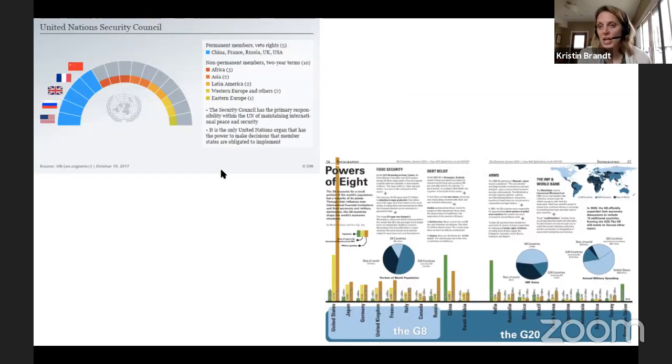When do you use the G8, your smaller group, versus the G20? Again, you don't need to memorize all of this, but when I look at here, it shows which organization is really helping with food security or debt relief or arms or the World Bank. You can see the G8 is doing quite a bit. Sometimes it's easier with a smaller group than a larger group.